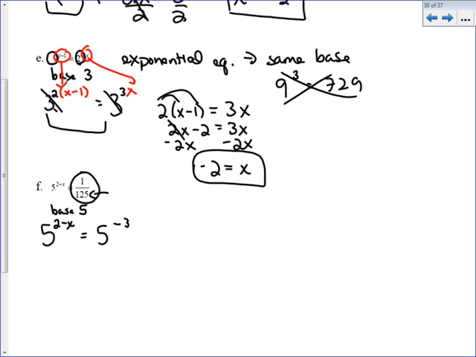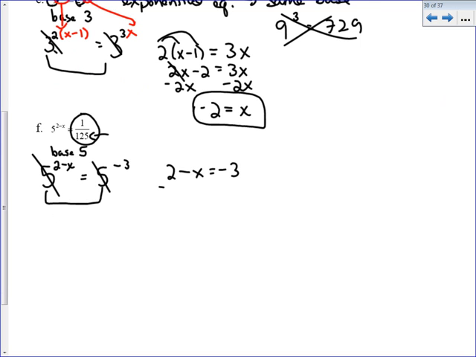And then we have a common base. Once we have a common base, go ahead and kick it out of the problem. So I have 2 minus x equals negative 3. This should always be linear. You shouldn't have any more exponents in it. You might have to distribute. That's about it. Now let's finish solving for x.